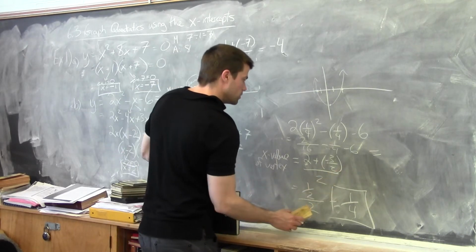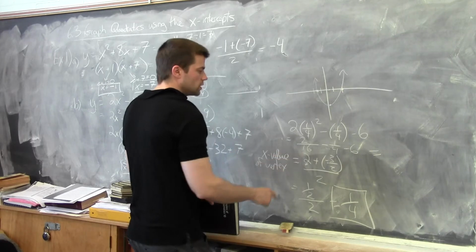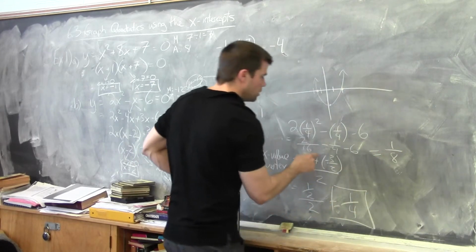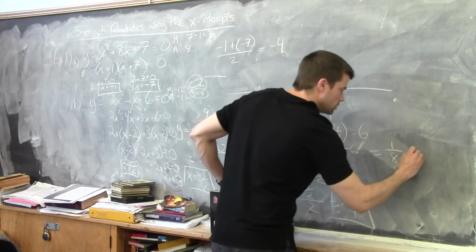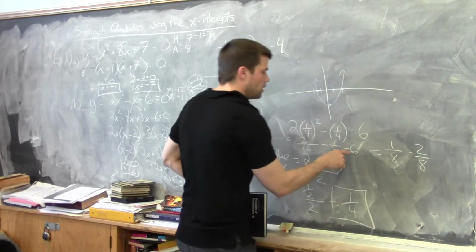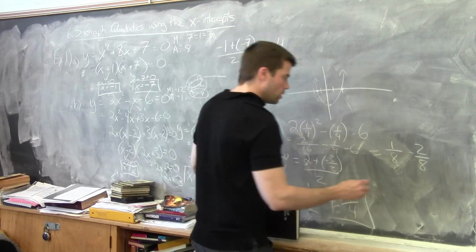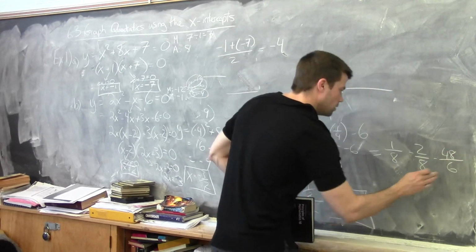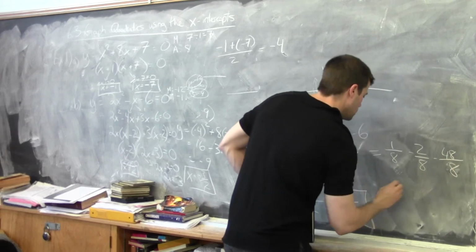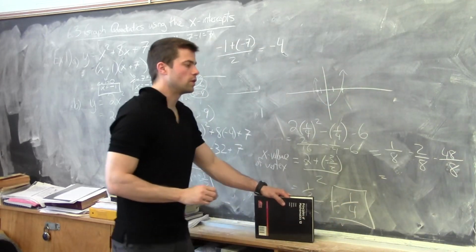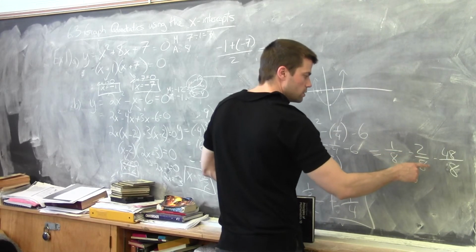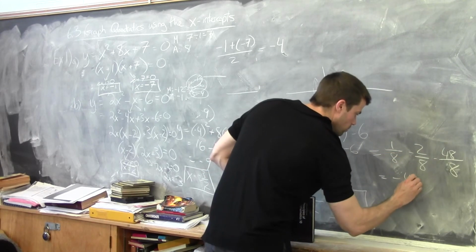it's looking confusing here. 2 over 16, so we're going to find a common denominator. 2 over 16 is the same as 1 over 8. 1 over 4 is the same as 2 over 8. And 6 over 1 is the same as 48 over 8. You guys could have done this on your calculator. So we have 1/8 minus 2/8 minus 48/8, so negative 49 over 8.